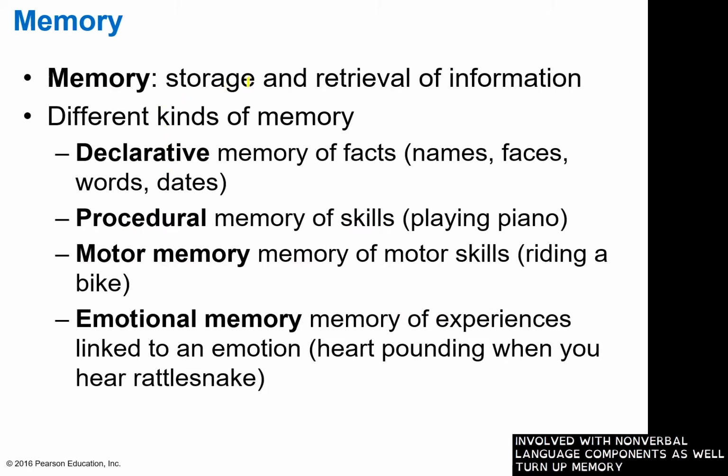Now, memory. This is all about storing and retrieving information. So, different kinds of memory. Declarative memory is memory of facts, so names, faces, words, dates, etc. Think of it as declaring a statement, or declaring a fact. Procedural memory is memory of skills, so it takes time to learn it. Playing a piano is an example of procedural memory. And then motor memory is something like riding a bike or driving a car, memory of motor skills. Walking is one of the simplest forms of motor memory.